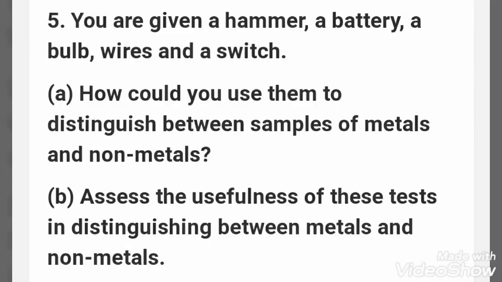That is, you are given a hammer, a battery, a bulb, wires and a switch. Part A. How could you use them to distinguish between samples of metals and non-metals? And part B. Assess the usefulness of these tests in distinguishing between metals and non-metals.